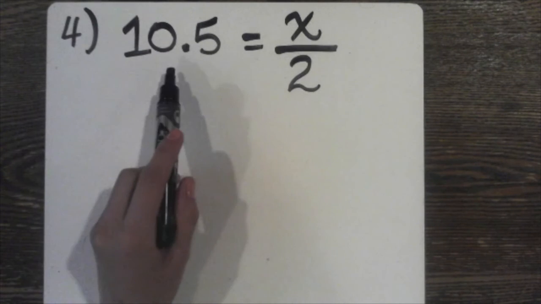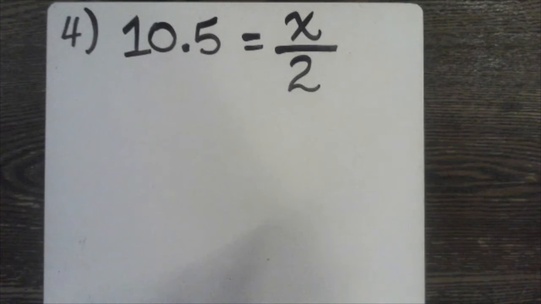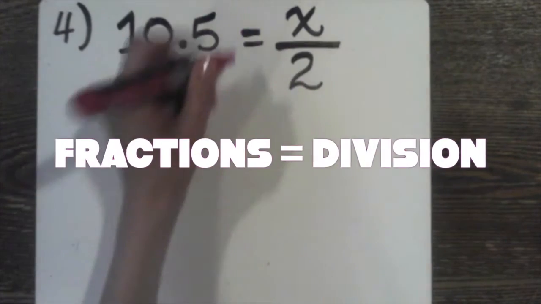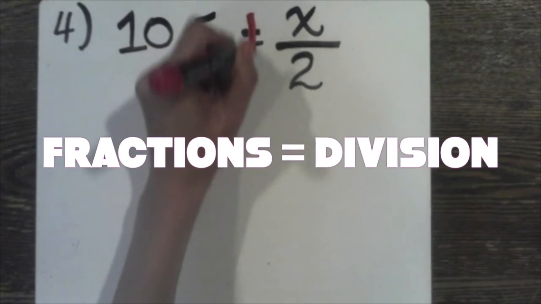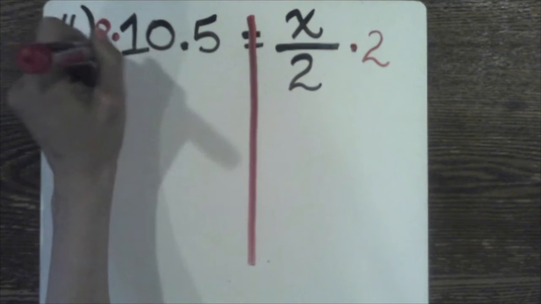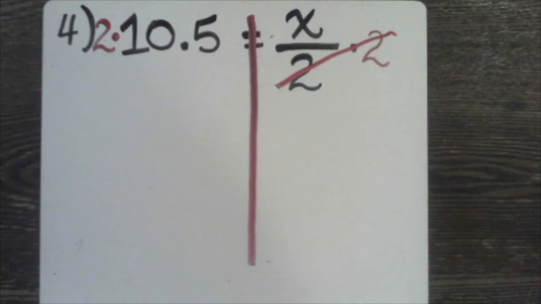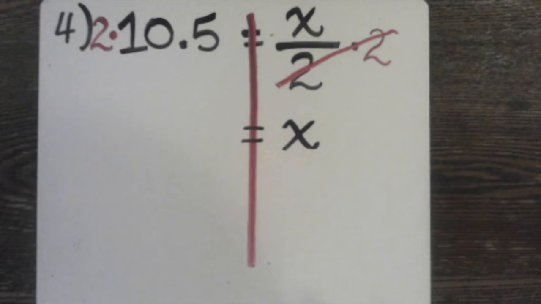Our final example is 10.5 equals x divided by 2. Now don't get nervous, I know there's a fraction, but all you have to do is look for the variable, it is on the right, and look for the opposite operation. Is there multiplication or division? Well, we have divided by 2, and the opposite is multiplying by 2, so it cancels out, no more fraction.